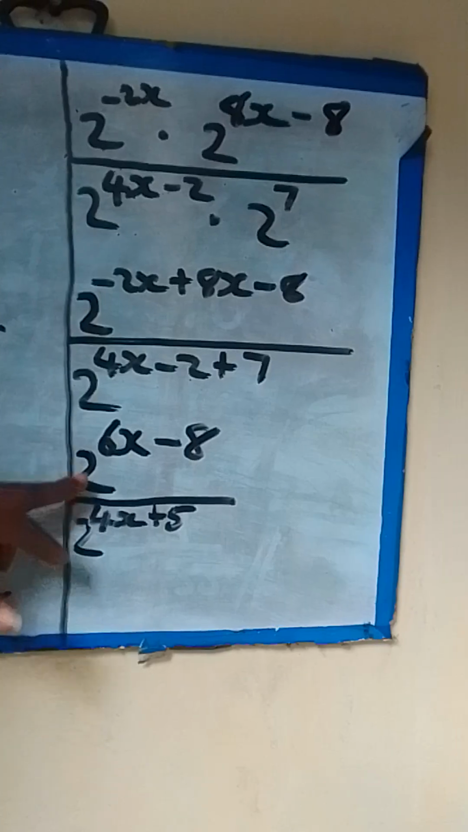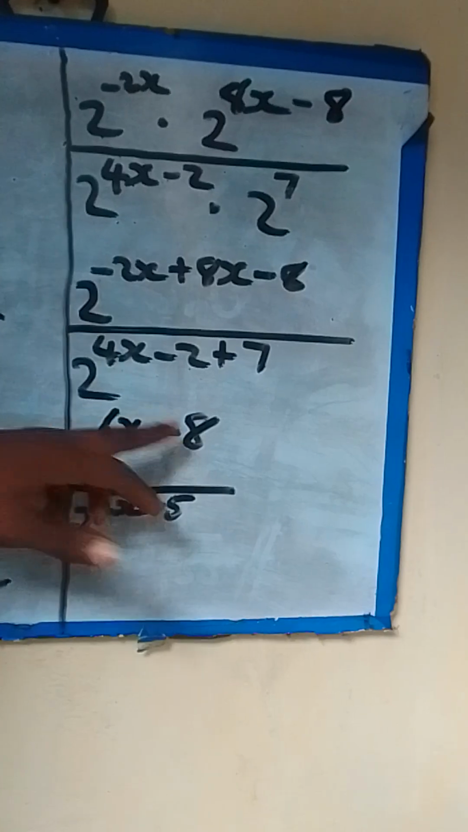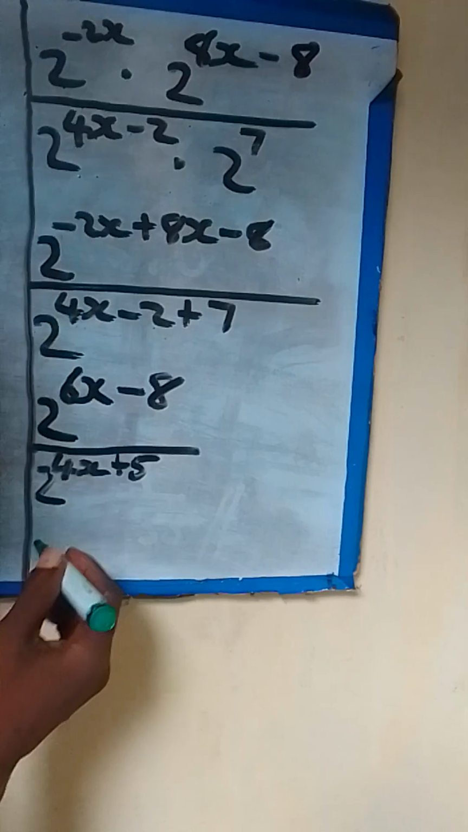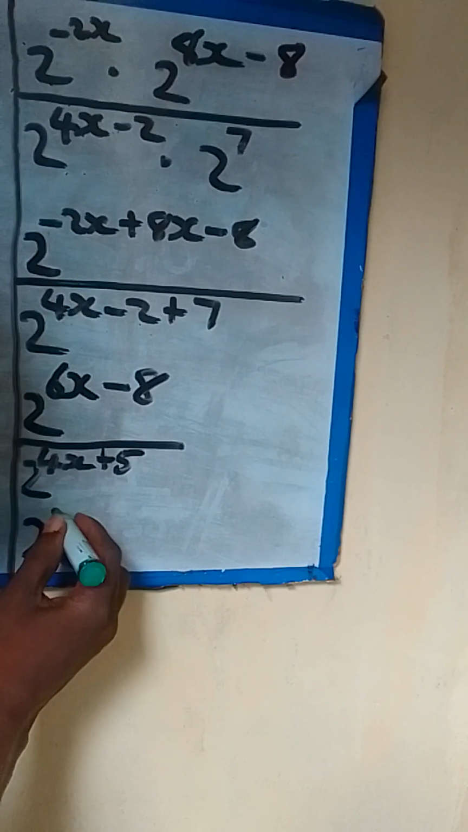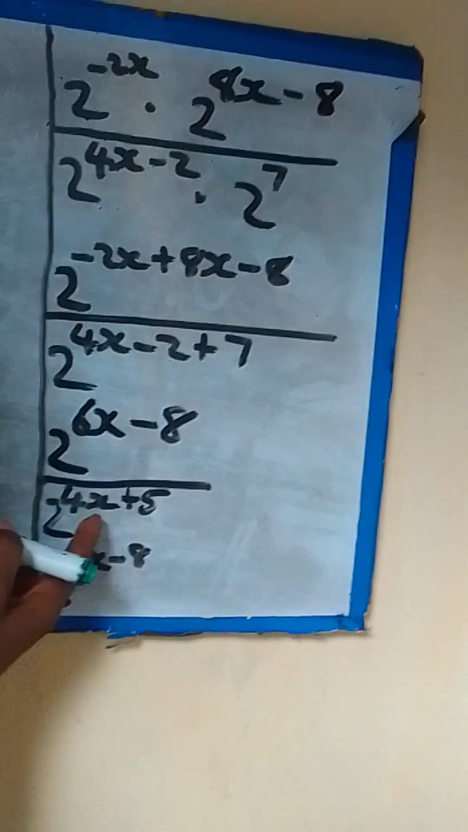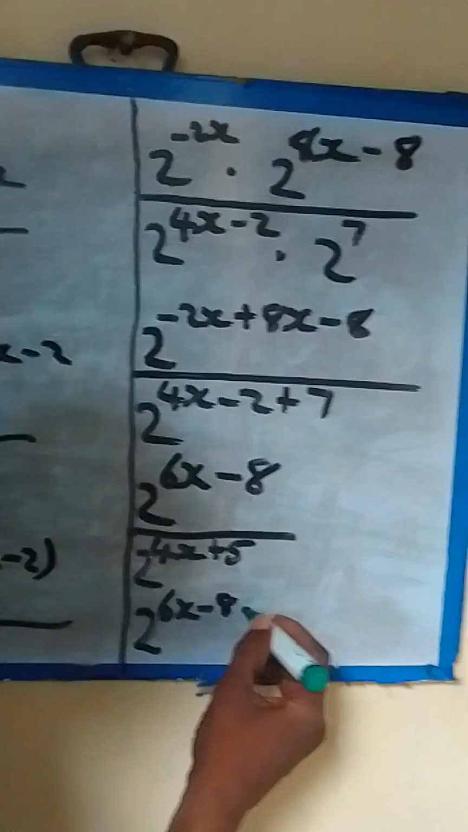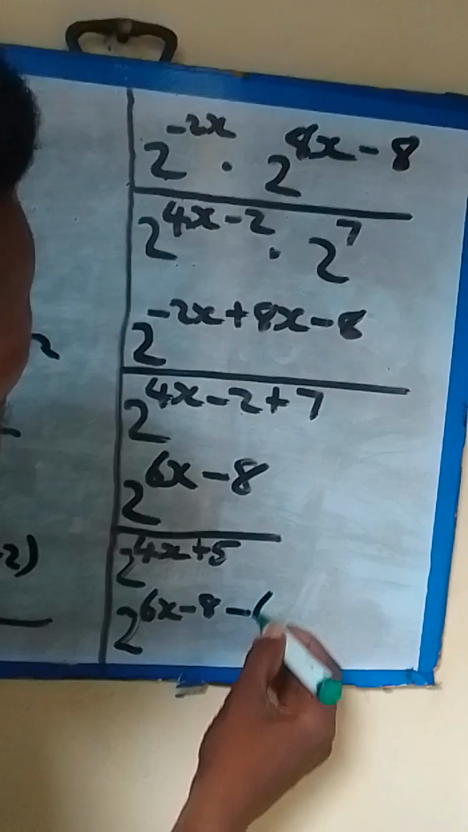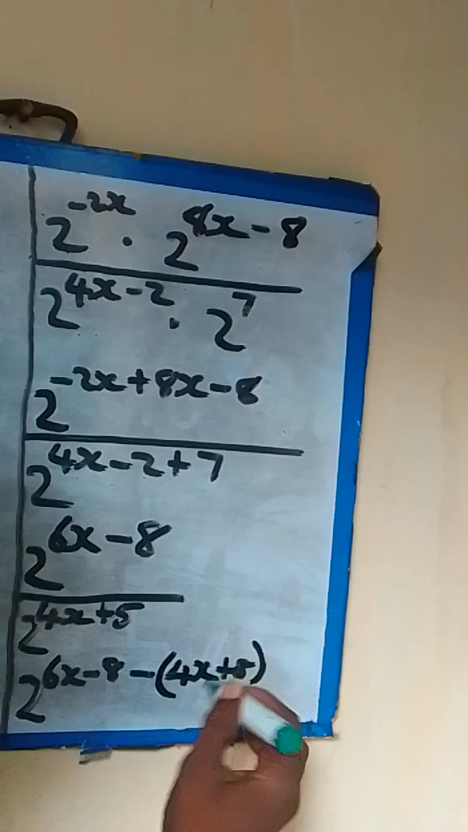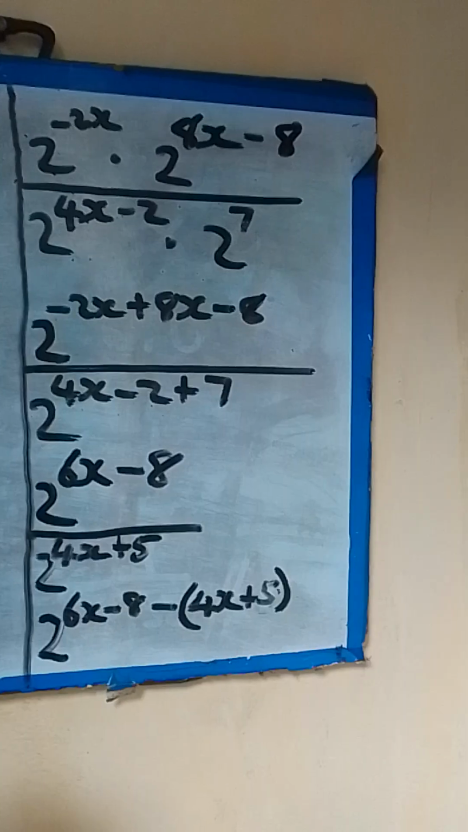So now, in this case, we are going to apply the quotient rule. Since the bases are the same, you take the base and subtract the powers. You subtract the powers of the denominator from the numerator. So you'll be having 2 raised to power 6x minus 8. Note that when the power goes up from the denominator, it will be minus. You are subtracting, it becomes minus. So it will be minus 4x plus 5. So that is what you'll be having.